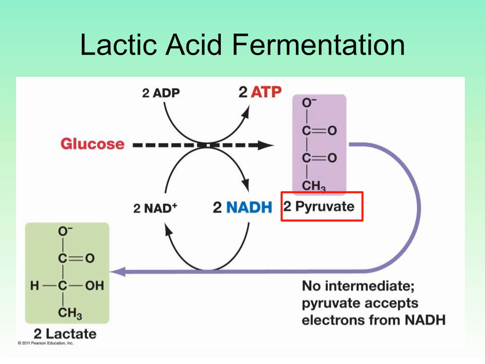Now, humans cannot undergo alcohol fermentation. In anaerobic conditions, many of our cells will undergo lactic acid fermentation. Like alcohol fermentation, glucose goes through glycolysis, and pyruvate is formed along with ATP and NADH. But in lactic acid fermentation, the pyruvate is directly reduced to lactate by NADH. In both forms of fermentation, only 2 ATP molecules are produced per glucose molecule.